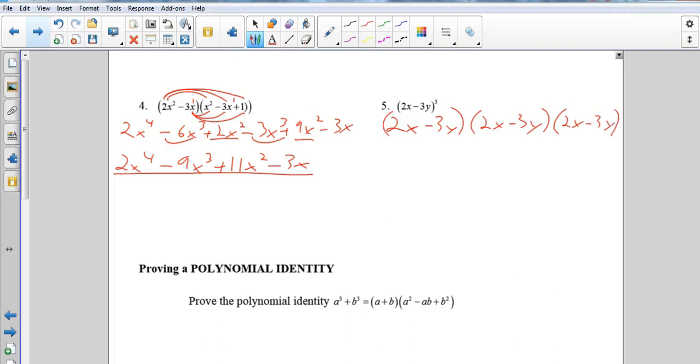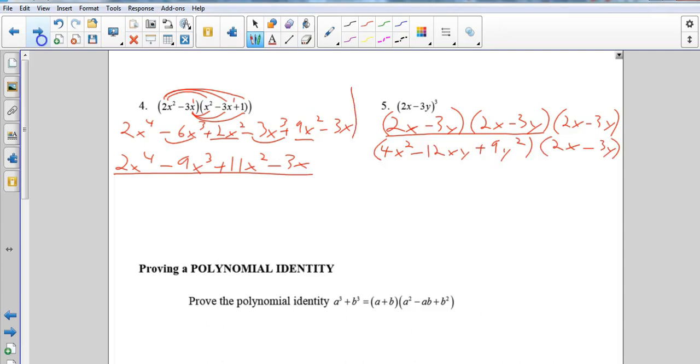Hybrid and do the shortcut right here and go right to 4x squared, 2x times negative 3y is negative 6xy, double it, negative 12xy, and 3y times 3y is 9y squared. That gives me my trinomial. And now I'm going to send in the 2x and the negative 3y.